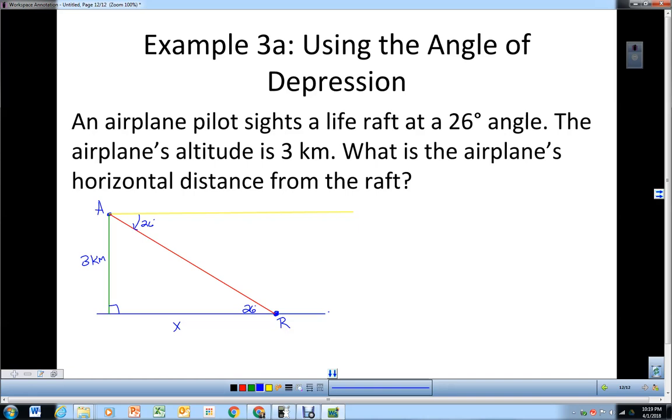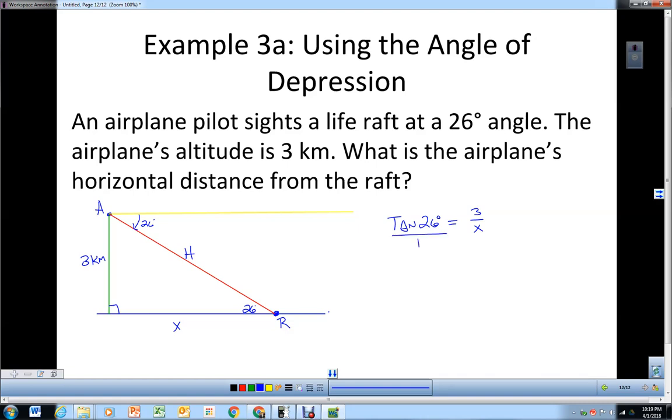So we're going to use our trig function. We do not have the hypotenuse here, so we're going to be using tangent again. We have a 26-degree angle, we have the 3 kilometers here, and we have x here, which means tangent of 26 degrees is equal to the opposite of 26, that means the 3 on top this time and the x on bottom.